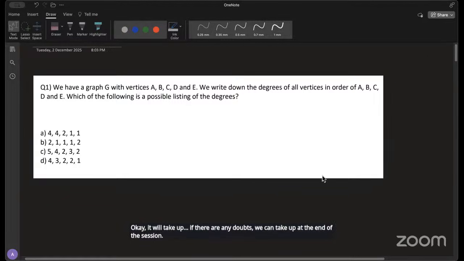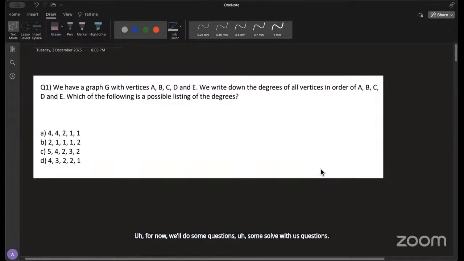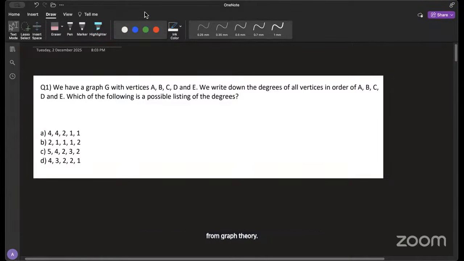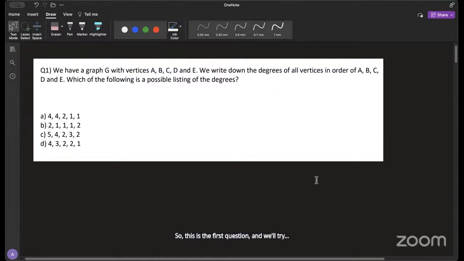Okay, if there are any doubts, we can take them up at the end of the session. For now, we'll do some solve-with-us questions from graph theory. So this is the first question, and we'll try this out. Ma'am, answer D. I tried it out. Let's see why other options are not possible.